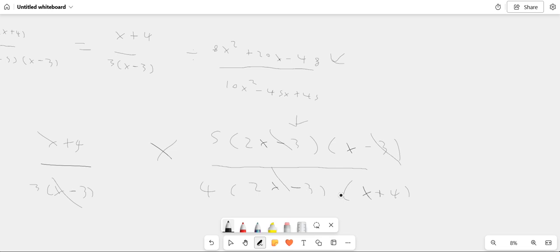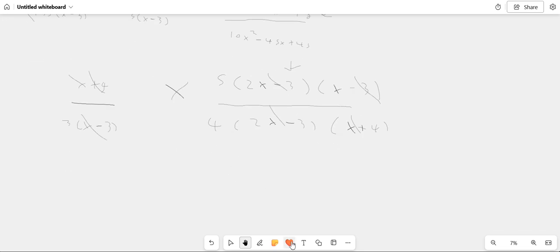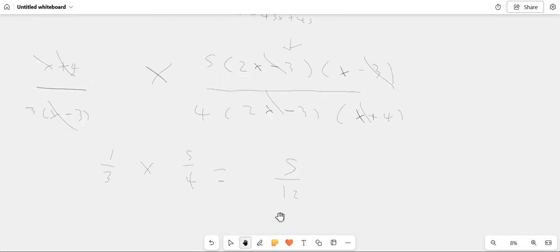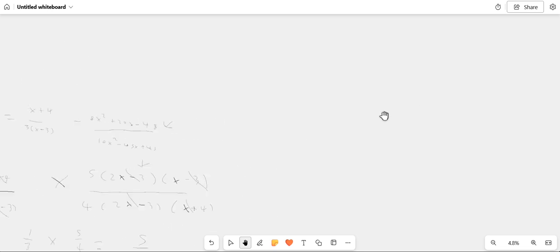These two cancel. This will cancel with that. And now everything is cancelled. All we've got now on the left is 1 over 3, because 1 stays on the top here, times by 5 over 4. If you do that simple maths here, 1 times 5 is 5, 3 times 4 is 12. So 5 over 12, that's the final answer. And so A is 5 and B is 12, according to the question.